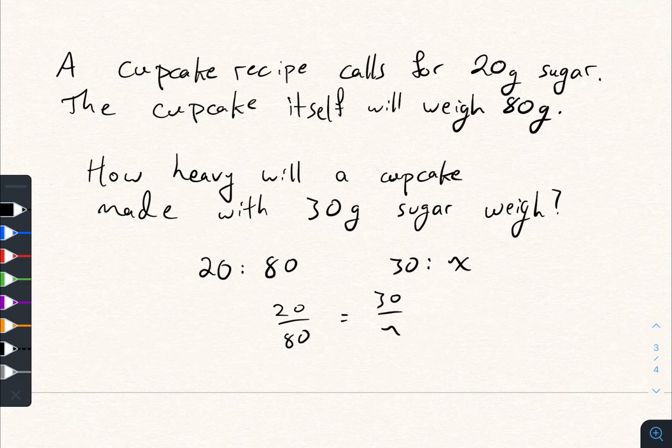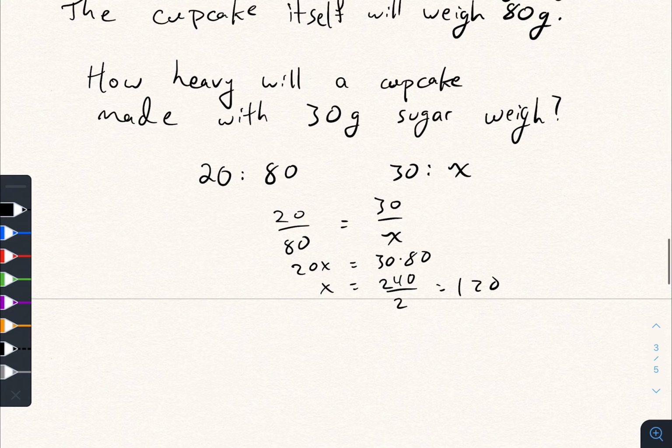So we get 20x equals 30 times 80, or x equals 30 times 80 over 20. 3 times 8 is 24. Get some zeros on there. Divide by 20, and then I'll cancel out a 10 there, so this is equal to 120. So x would be equal to 120. And so our cupcake will end up weighing 120 grams.